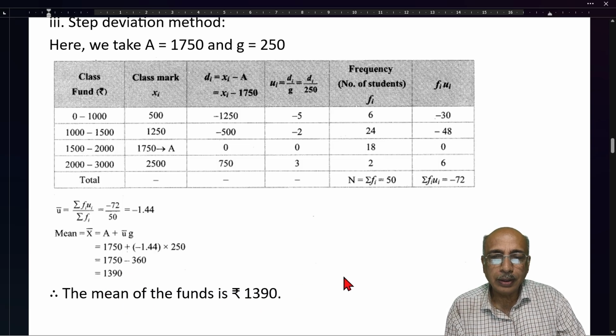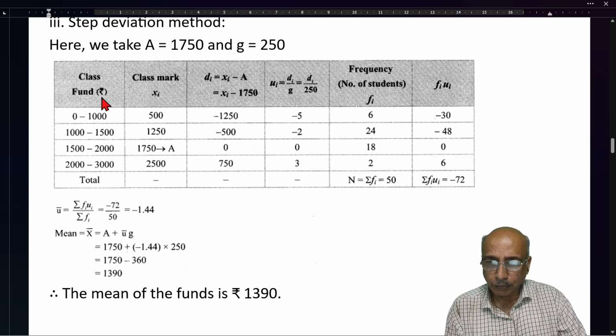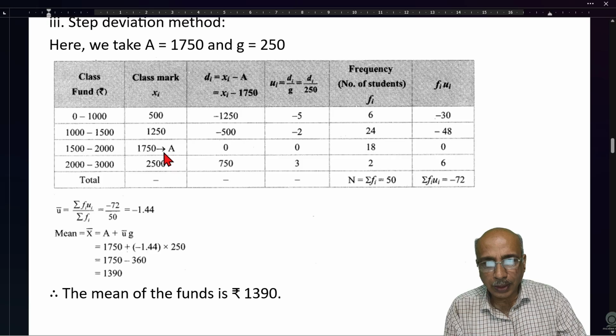So we have seen the direct method, assumed mean method and step deviation method. You solve by any method, the answer comes the same. Now here, in the direct method I am taking a revision. In the direct method you have to find the class interval, class mark, and directly take the frequency, then the product xi fi. For the direct method you have to take that total and then find the mean.